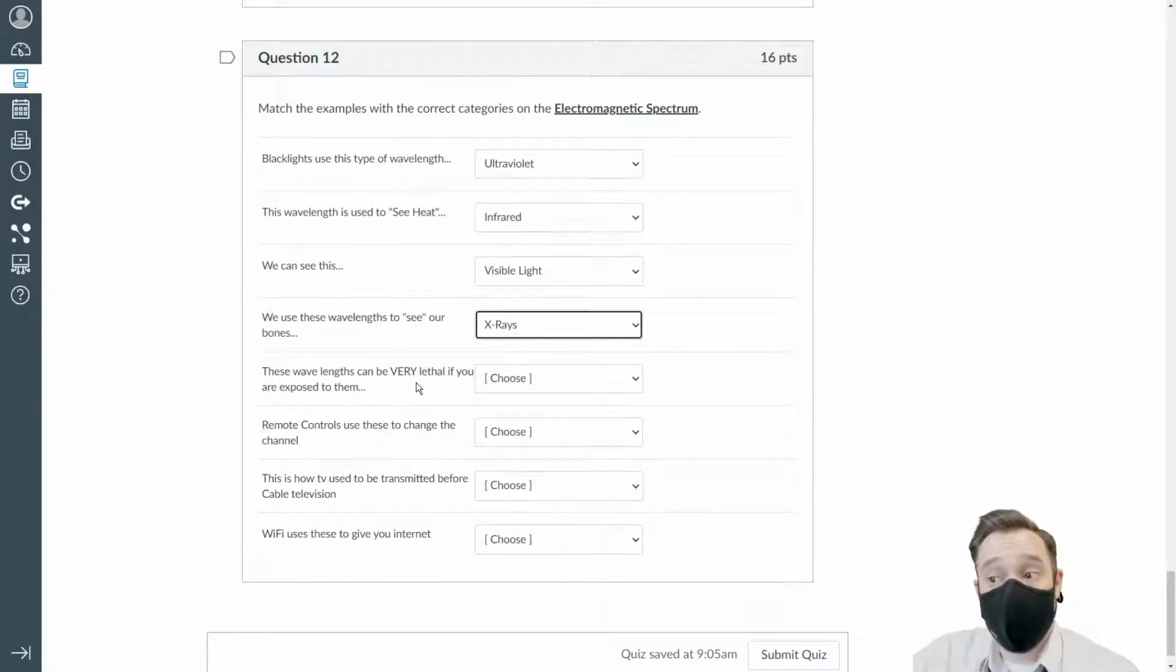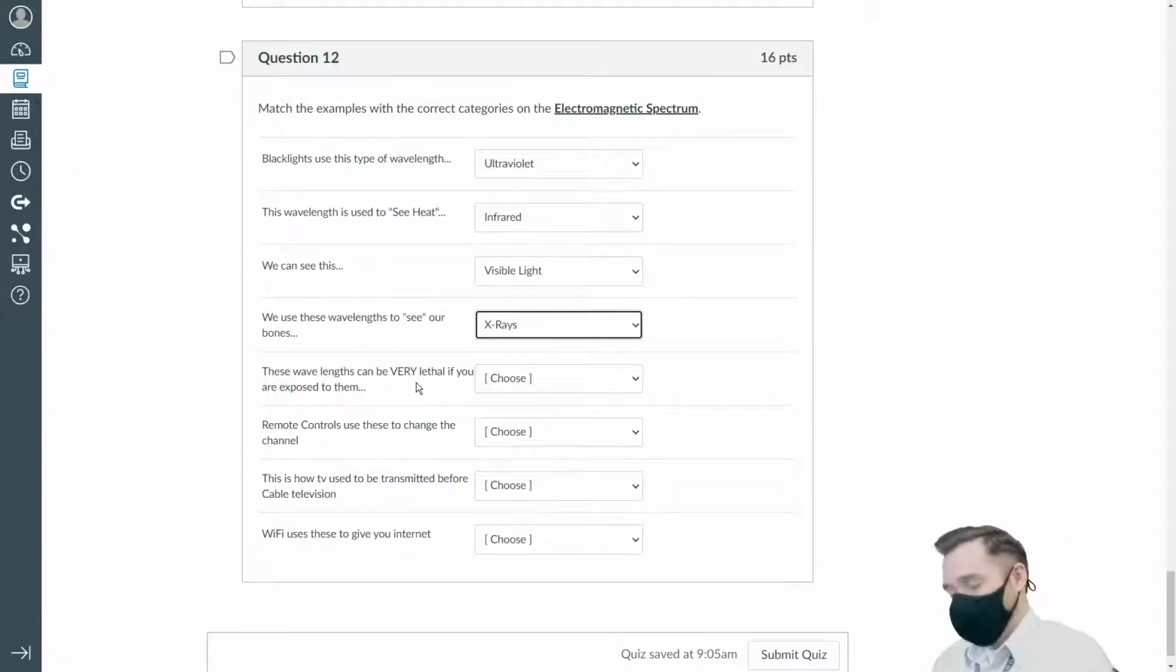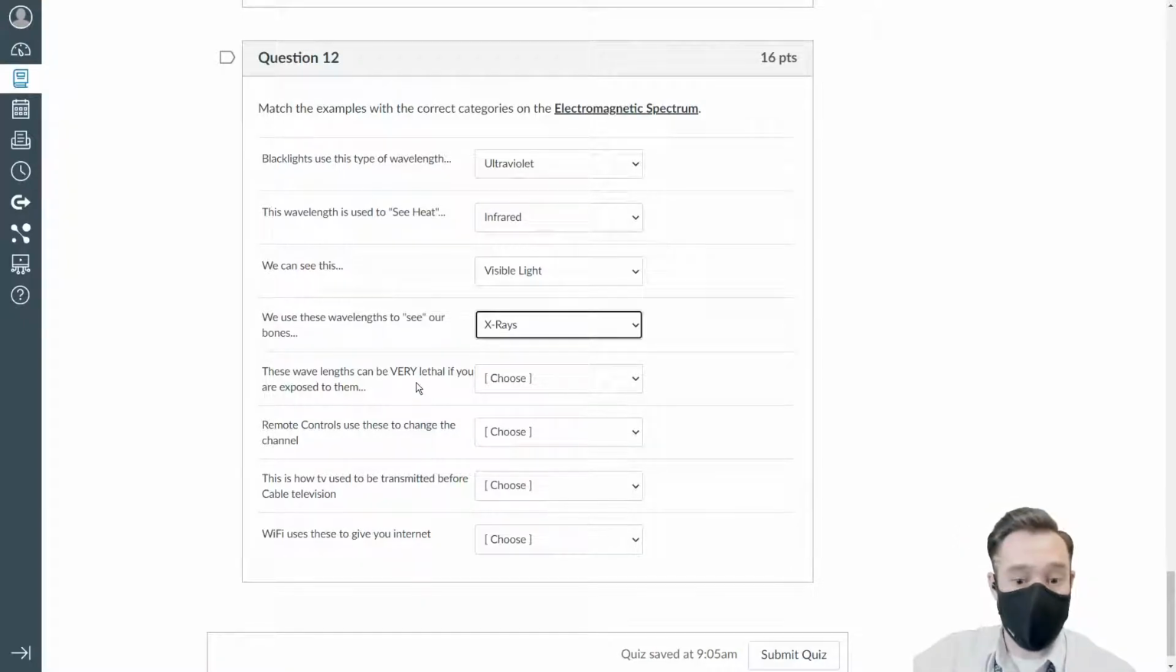These wavelengths can be very lethal if you're exposed to them. What do you guys think about this one? There are some that are dangerous, but I emphasize the word very because technically X-rays can be lethal if you're exposed to them over a long period of time, or a longer period of time than gamma rays, but the most lethal are going to be gamma rays.